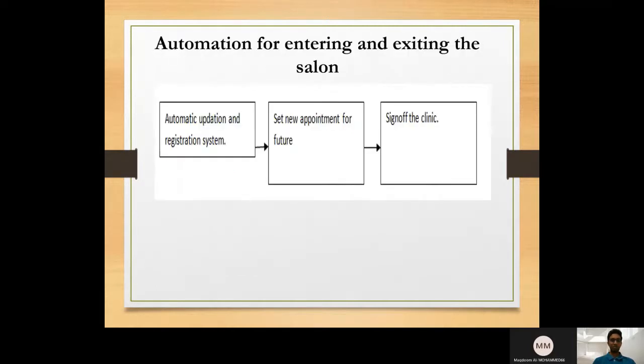Following that, automation for entering and exiting the salon. The customer will fill in all the details on their own. Staff only check the appointment, sanitize the customer's hands and give entry to the clinic. The customer will fix the next appointment and sign off from the clinic. As you can see in the flowchart, there is an automatic updating and registration system, followed by setting up an appointment and then signing off from the clinic.